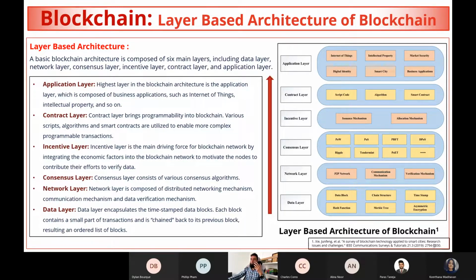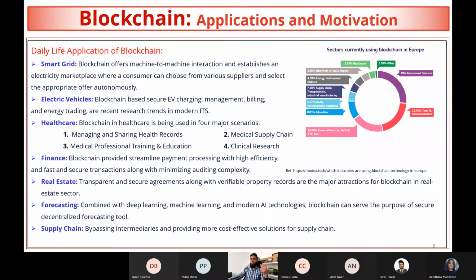Then there are certain applications of blockchain. These are some of the daily life applications, such as the smart grid. Blockchain provides functionalities of machine-to-machine interaction for the smart grid. Let's say there's an energy marketplace, there are microgrids, there are prosumers, there are consumers, and certain other elements involved in a smart grid network.